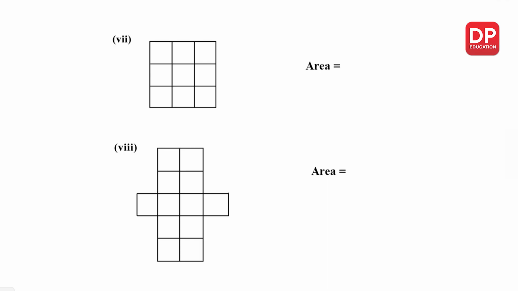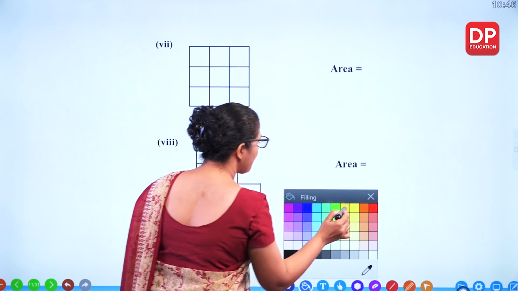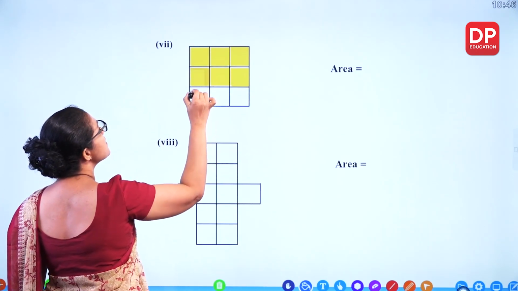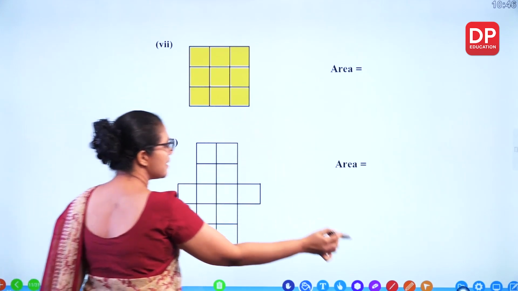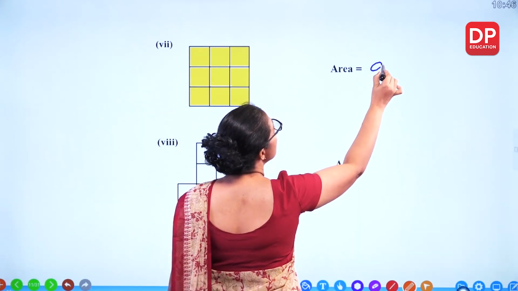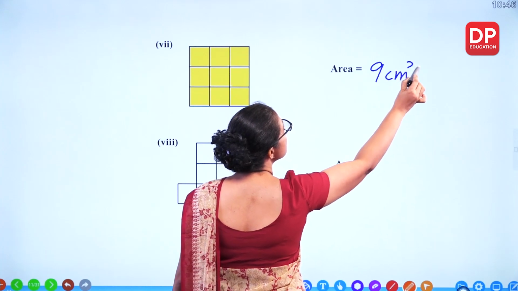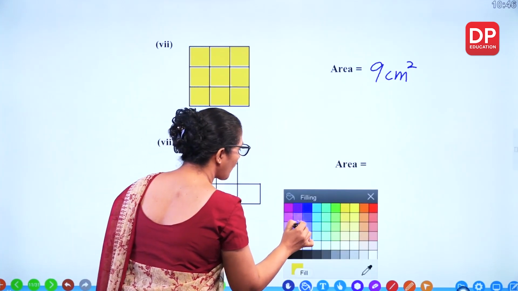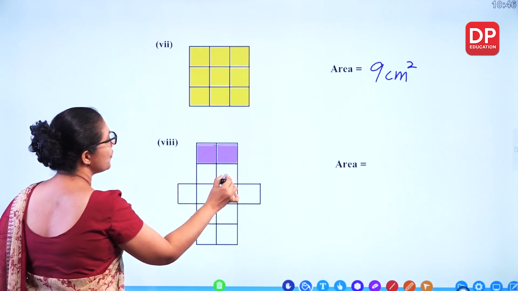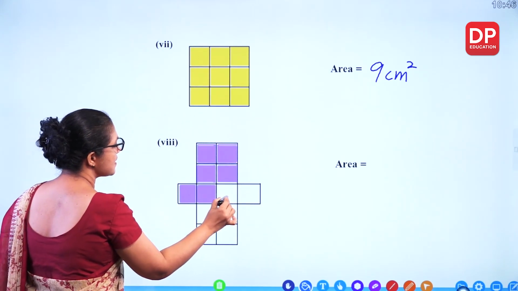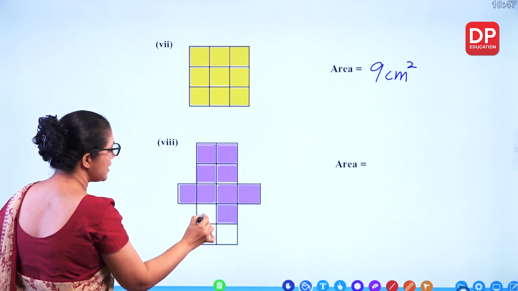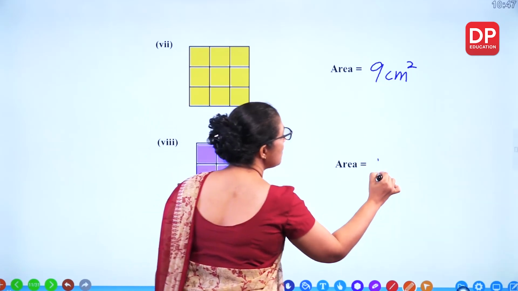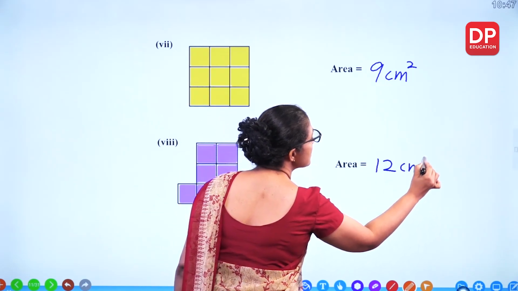This one, we'll count it. 1, 2, 3, 4, 5, 6, 7, 8, 9. 9 square centimeters. This shape. 1, 2, 3, 4, 5, 6, 7, 8, 9, 10, 11, 12. 12 square centimeters.